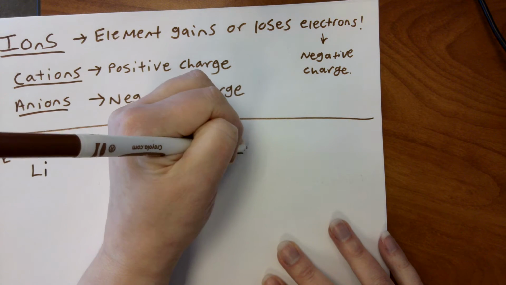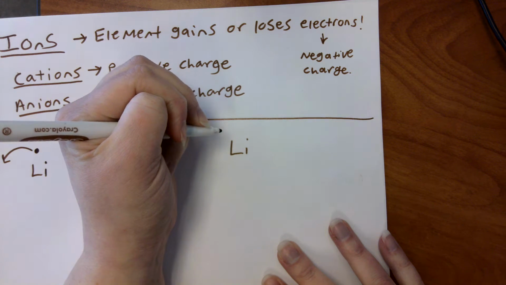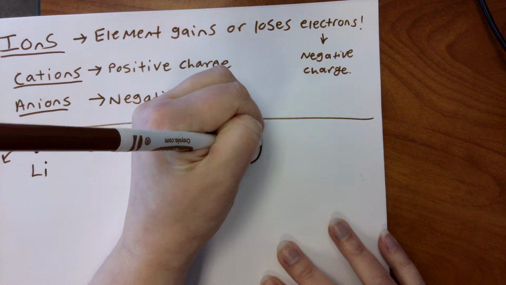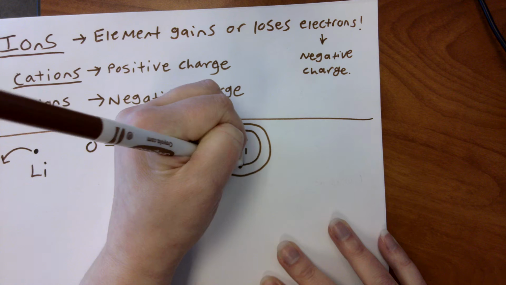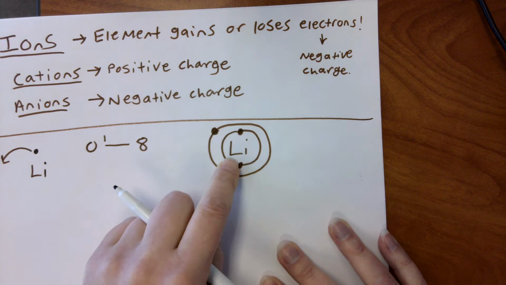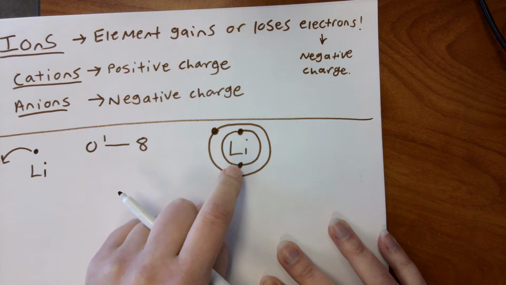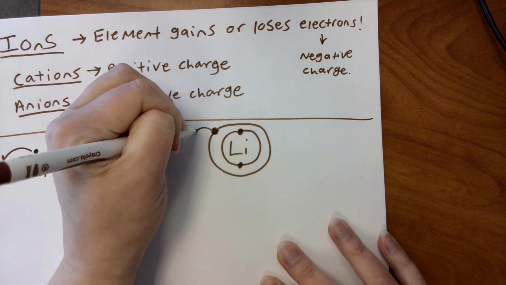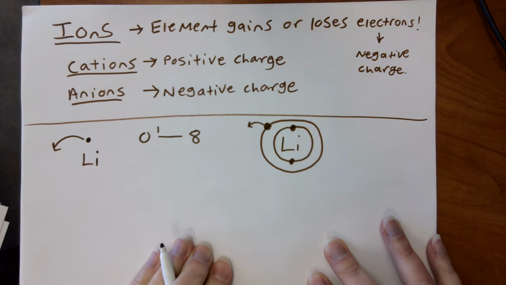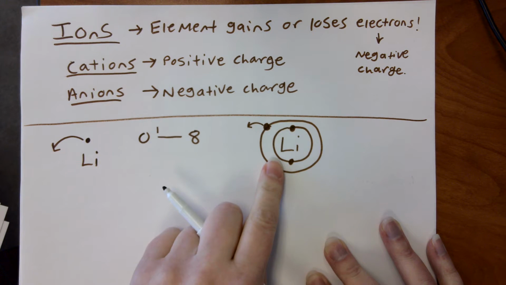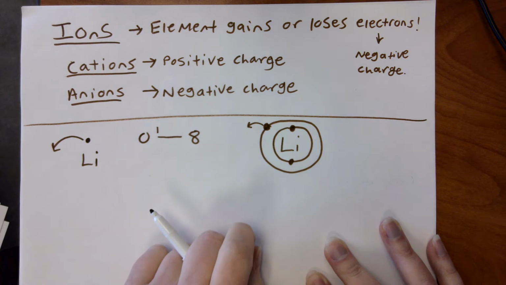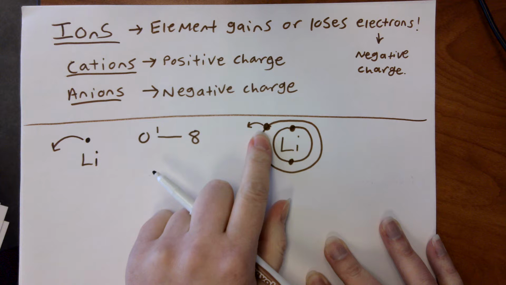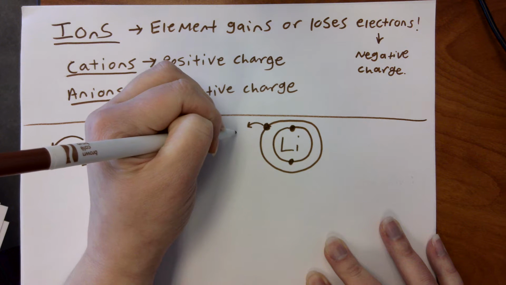Because if you remember lithium's Bohr model, lithium has 3 electrons. So it has the first shell, and then it has the valence shell. It has 2 here and 1 out here. This inner shell is already full. In order for the lithium to be happy, it wants to get rid of this one. So as we can see, our electrons for ions deal with our valence electrons. So in order to be happy, lithium ditches this electron. Okay, it gets rid of it.